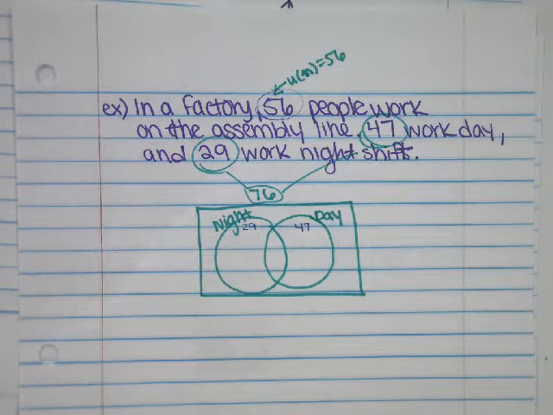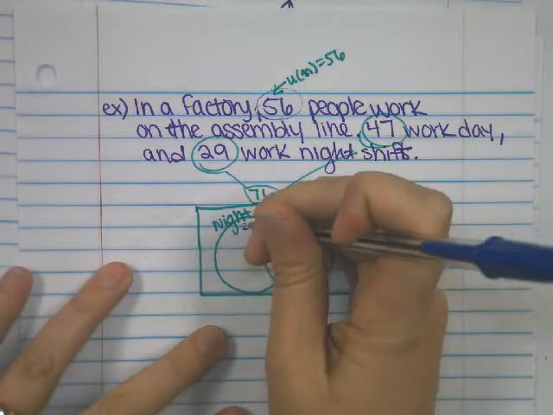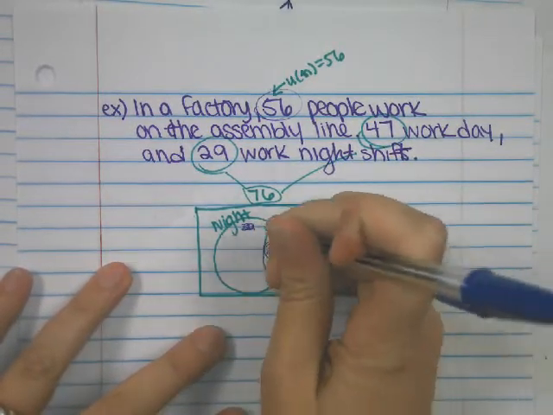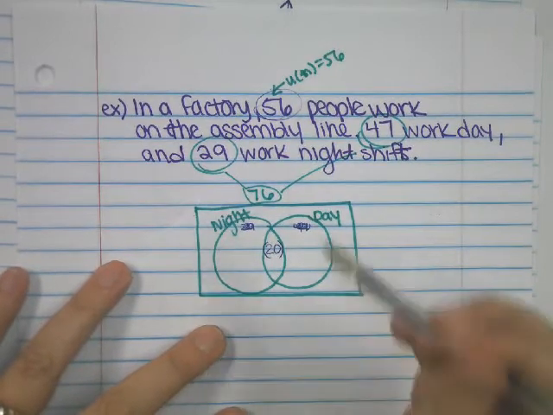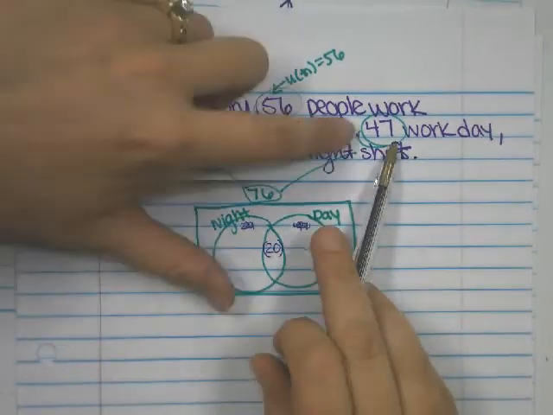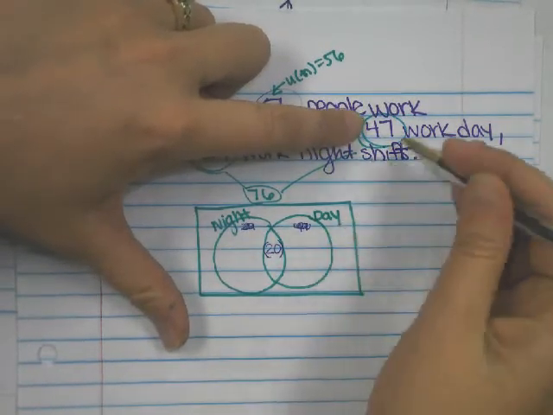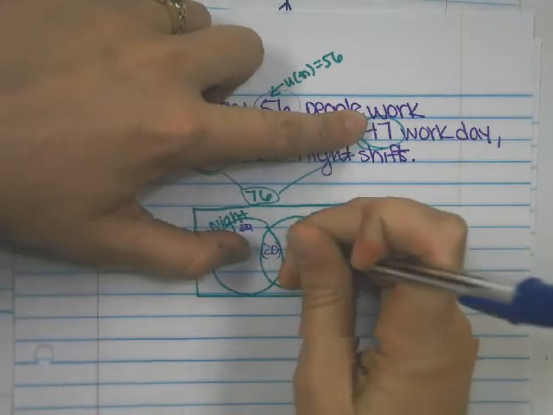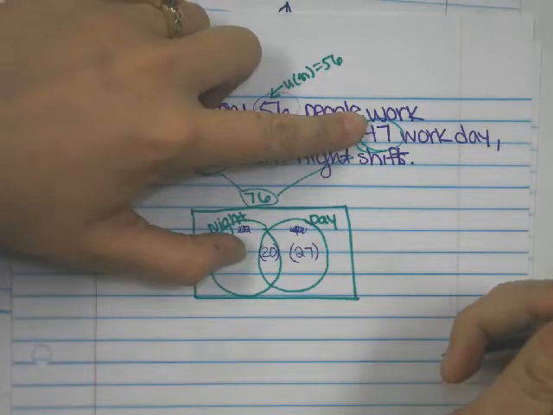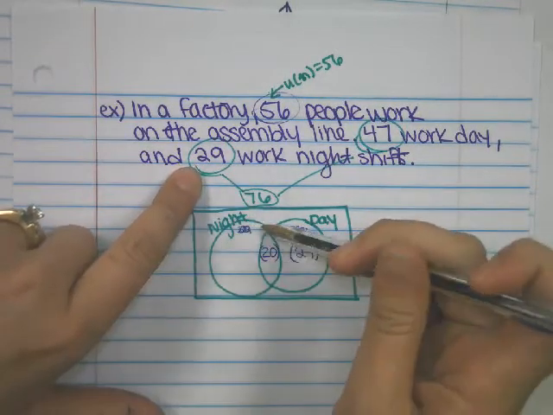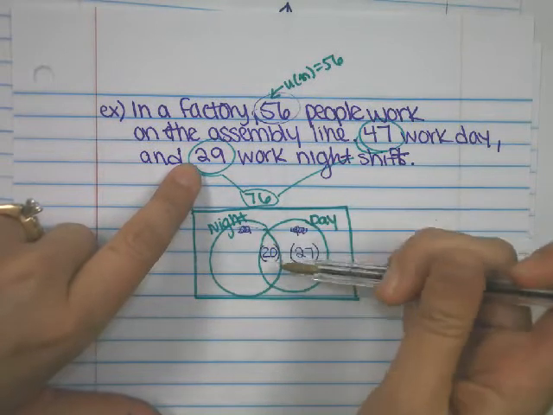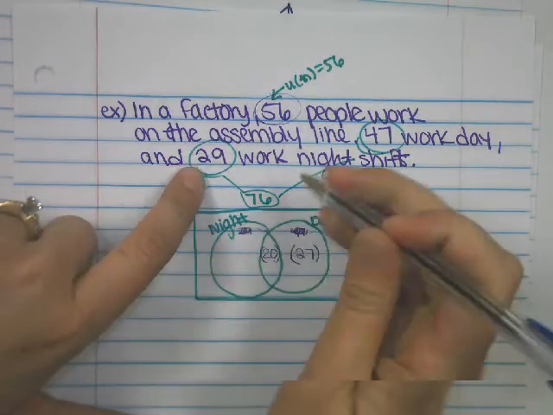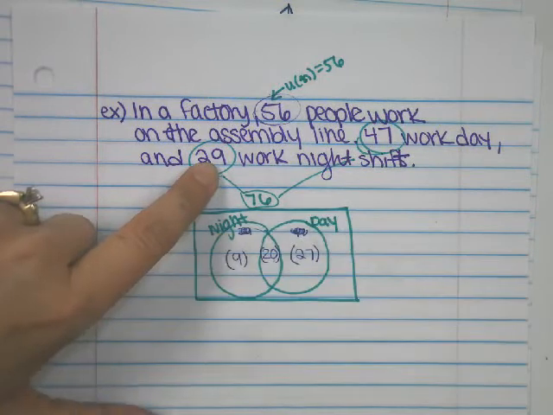So we're going to take 20 people and put them in the overlapping section. So if I put 20 people as working both days and nights, we'll do days first. So days. There were 47. If I put 20 of them in the section saying they work day and night, there are 27 left that work only days. If there are 29 people total that work nights, and I put 20 of them in the combo category saying they sometimes do both, then there are 9 people left here.